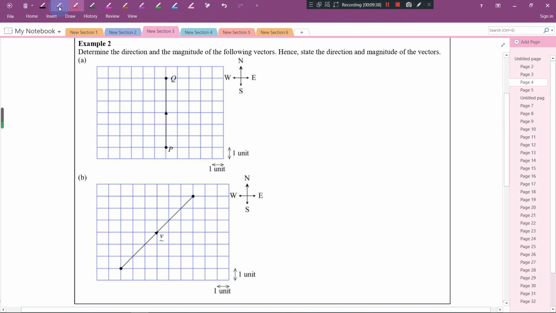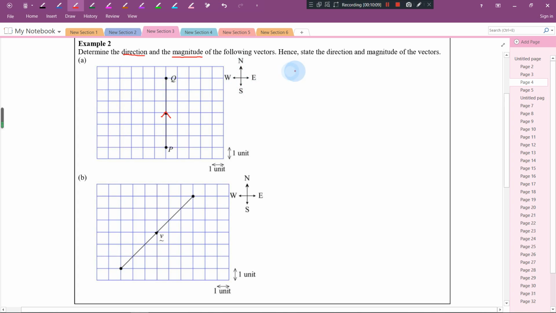Okay, let's try an example. Determine the directions and the magnitudes of the following vectors. Okay, so now we need to answer two things: the directions of the vectors and also the magnitudes. So now, look carefully at the arrow. This arrow is pointing upward, right? Pointing this way. So this is to the north.